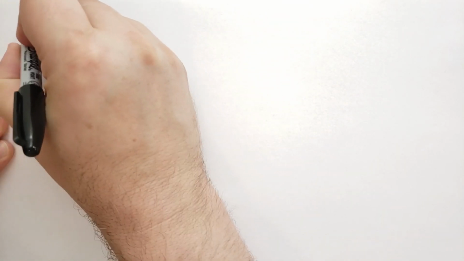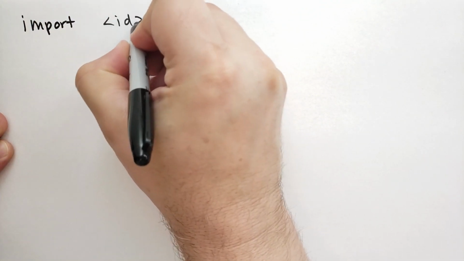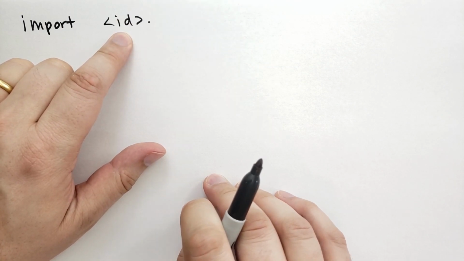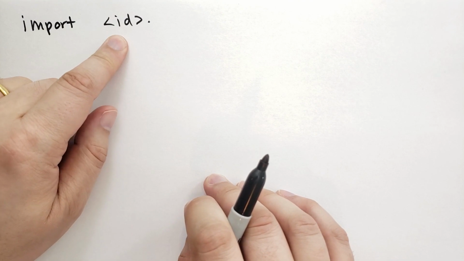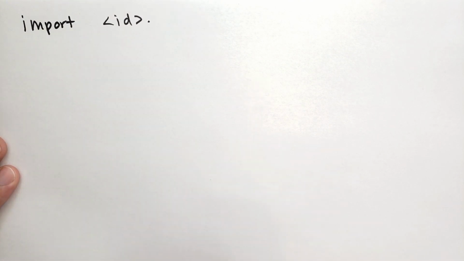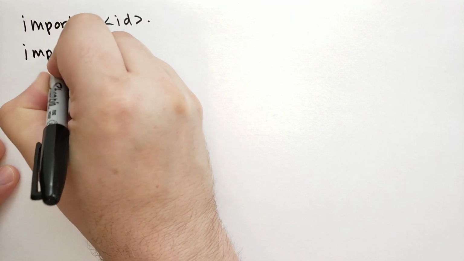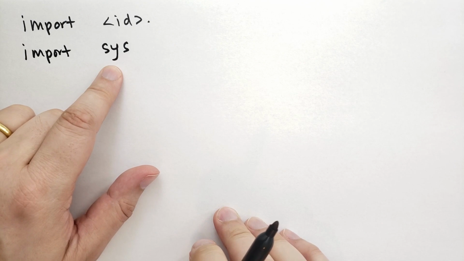The import statement is a little bit complicated, but we'll build up to it gradually. So let's start with the simplest form of the import statement. So this would be import and then some identifier. This identifier would be the same as any variable name that you can have, right? What this will do is import the module with the same name and then assign it to that variable. As an example, we can say import sys. Sys is one of those built-in modules that comes with Python.